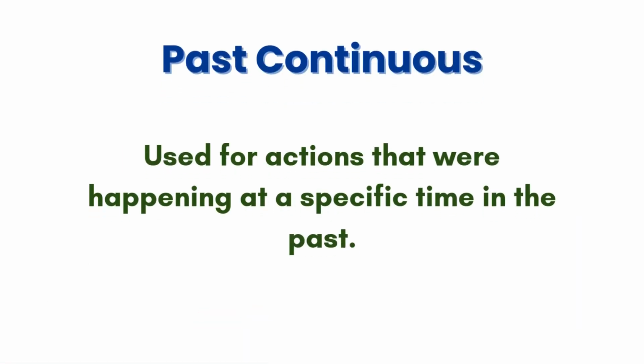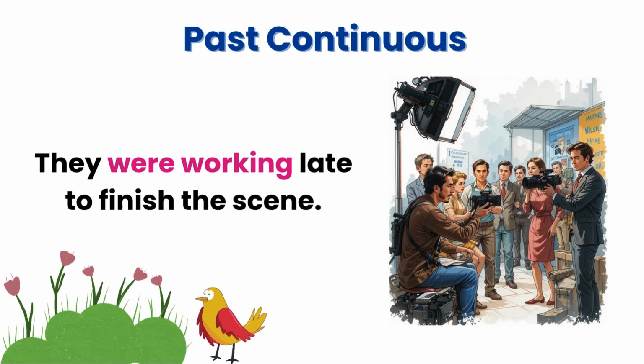Past continuous tense. Past continuous tense is used for actions that were happening at a specific time in the past. They were working late to finish the scene.